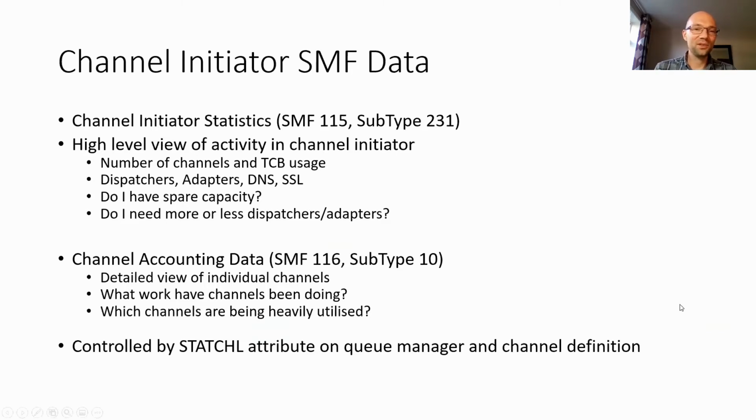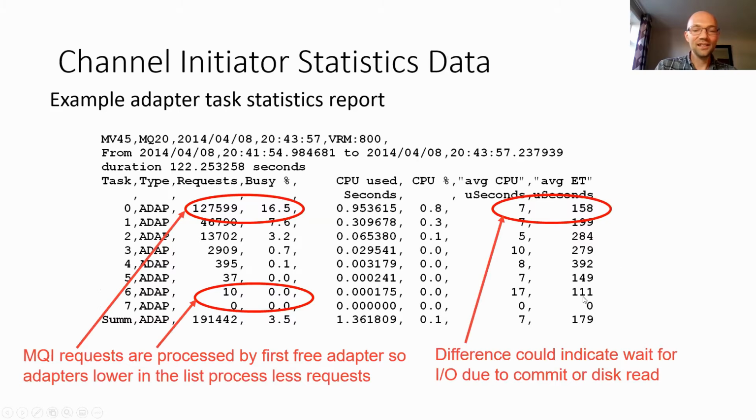So the statistics give you a fairly high level view of what's going on in a channel initiator. The accounting data gives you more low level information about what goes on in a particular channel. So the number of messages that a particular channel has dealt with, for example. As an example, you've got the adapter task statistic report here, and that shows you the number of requests that each adapter task has dealt with. And you can see how adapter tasks are allocated on a first free one basis.